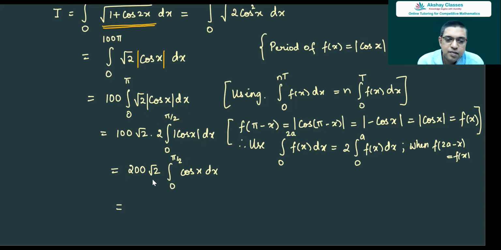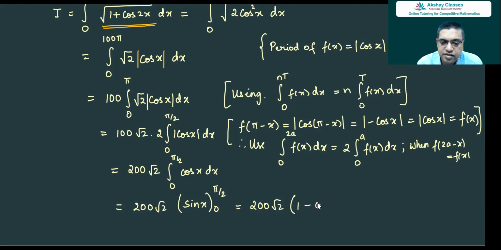So we should remember that. Now this is simple. This is sin x, the integral from 0 to pi by 2. Apply the limits. So you get sin pi by 2 minus sin 0. So you get 200 root 2. This is the answer.